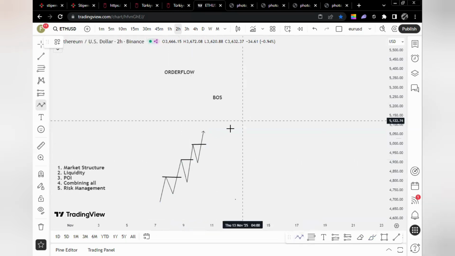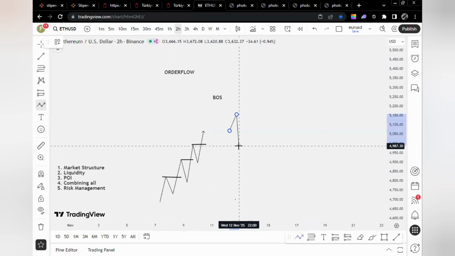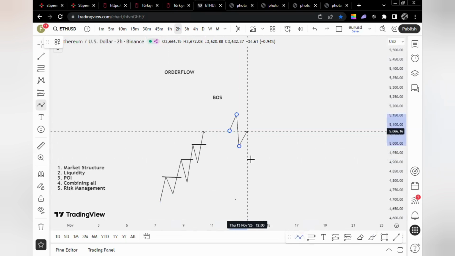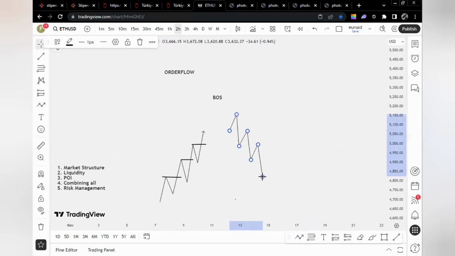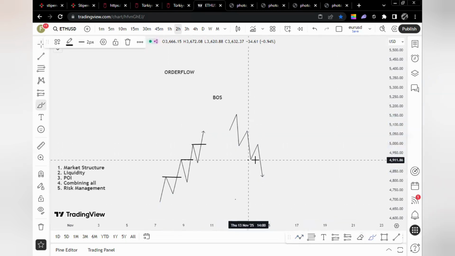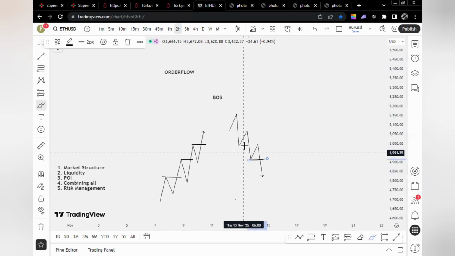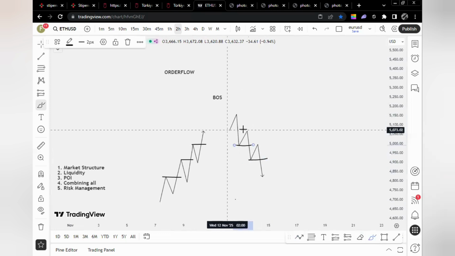And when market starts to move in a bearish trend, before it breaks that lower low, before it creates a new lower low, market will have to do what? Break the previous lower low. So this is termed break of structure. As simple as that. That is what a break of structure stands for.